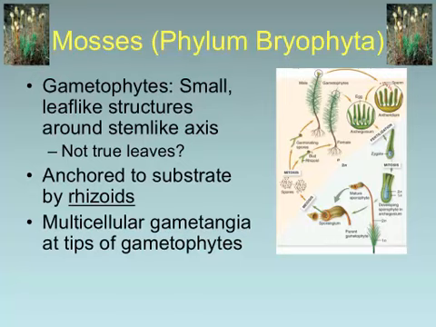A male and female gametangium of a neem plant, or a nimium plant. So we have archegonia and we have antheridia. The archegonia are always those that are producing the female gametes.